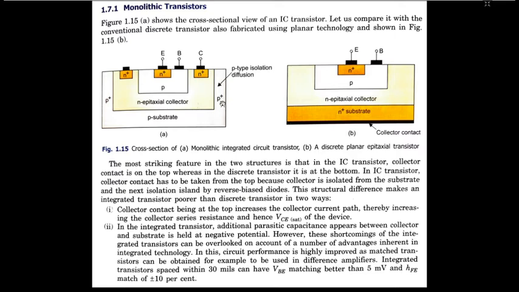So a 1 minus, but at the same time a 2 very nice observation was taken for the IC based transistor. That is, both are mentioned here. Number one, that collector contact being at the top increases the collector current path and therefore increases the collector series resistance. It is observed over here.